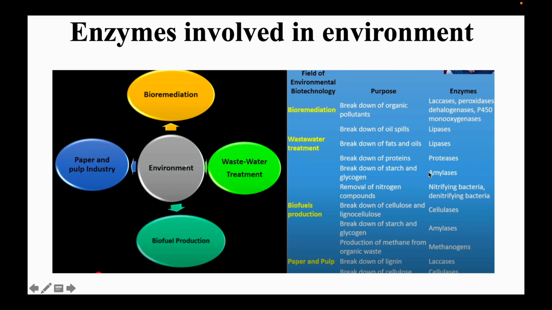For protein breakdown we have proteases, and for starch and glycogen breakdown we have amylases. For removing nitrogen-based compounds we have nitrifying and denitrifying bacteria. For biofuel production we need to break down lignocellulose into cellulose, so we have cellulase enzymes. And then we also need to break down starch and glycogen, so again we have amylases. For the production of methane from organic waste we have methanogenic bacteria. And in the paper and pulp industry we need to break down lignin, so we have laccases or ligninases. And for breakdown of cellulose we have cellulases.